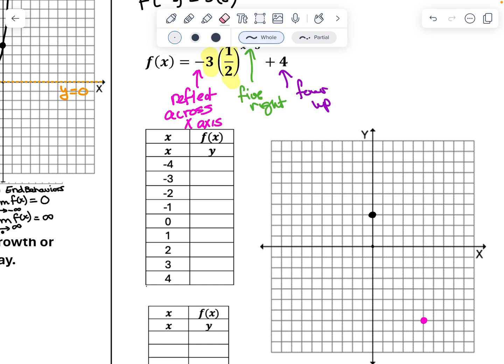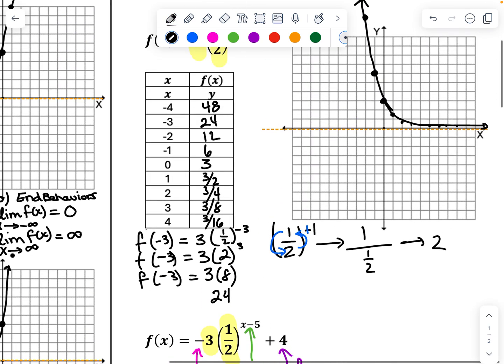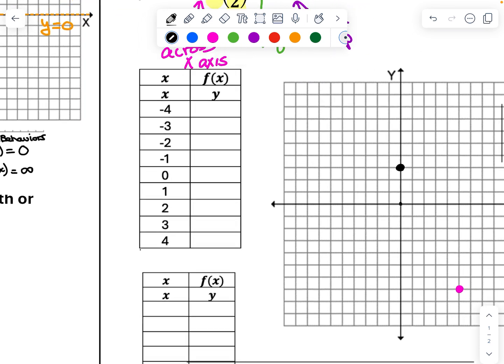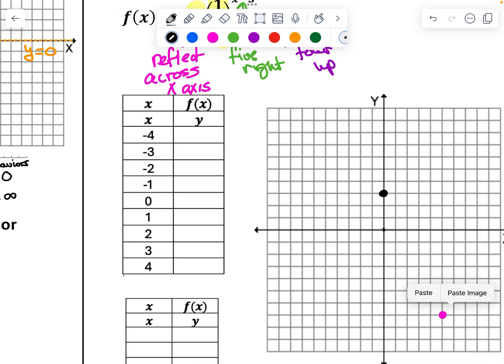Another point we had was the point (-1, 6). So if we start with (-1, 6), there's 4, 5, 6. Let's take it and move it 5 spaces to the right: 1, 2, 3, 4, 5 spaces to the right. Let's take it 4 spaces up: 1, 2, 3, 4 spaces up. And now let's reflect it. When it reflects, it's going to reflect to right here. Okay, that's excellent.